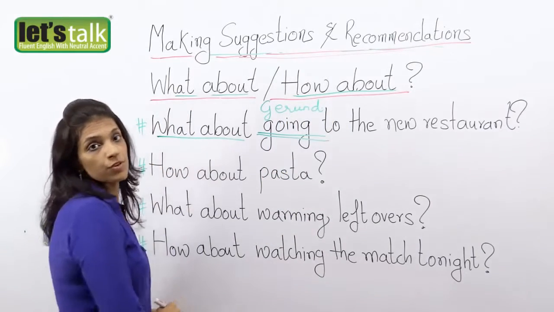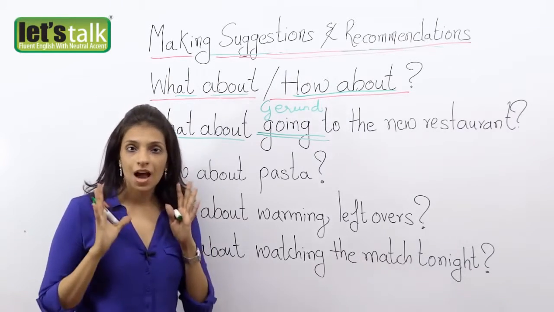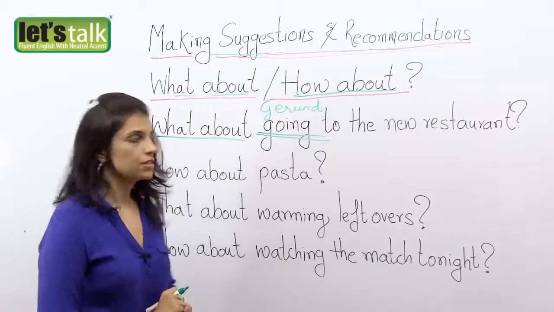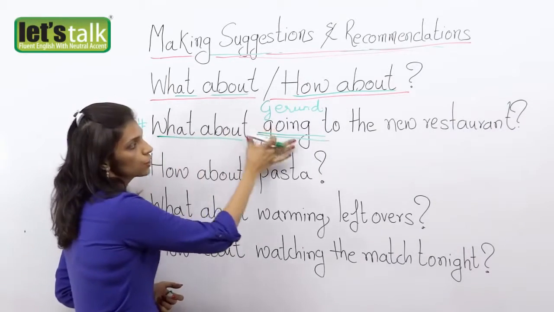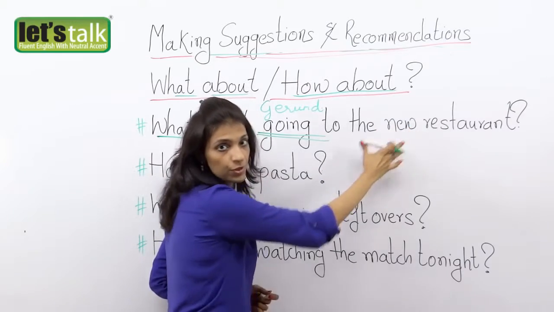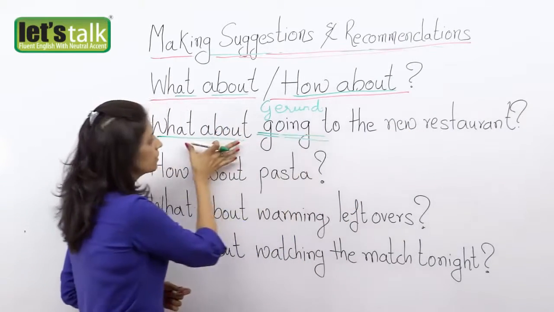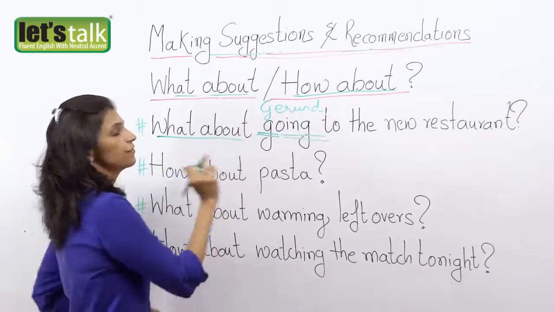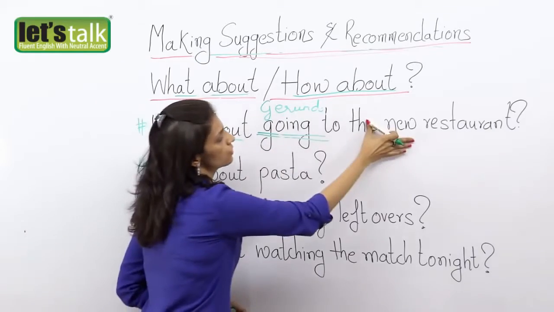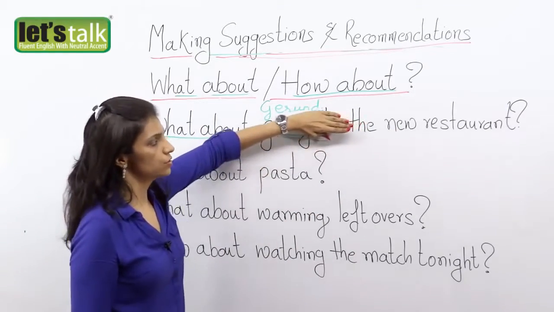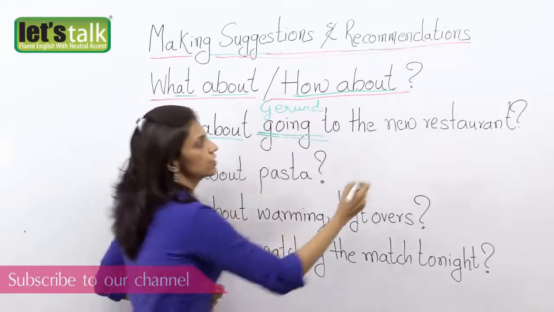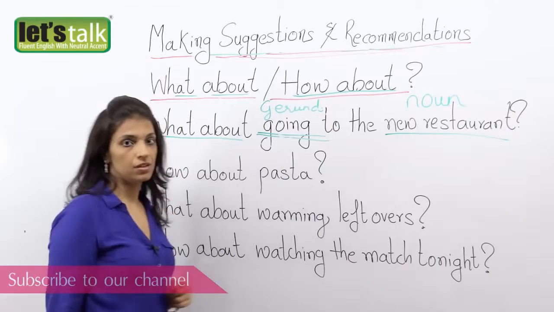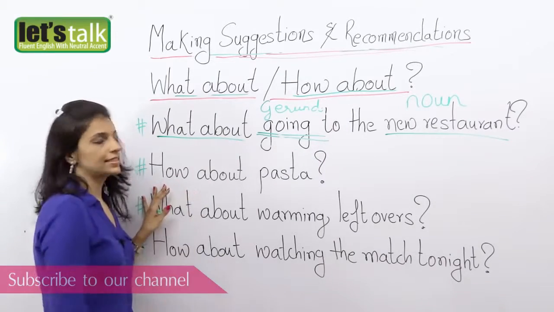Well, I hope you remember we've learned about gerunds. So gerunds are the ing form of verbs, but they're actually not verbs. They are known as noun verbs. Okay, so you say what about going to the new restaurant? Okay, when you're making a suggestion, you can even say what about the new restaurant? Okay, so you have two ways of saying it. What about going to the new restaurant, or what about the new restaurant? You don't use the gerund, you can just use the noun.